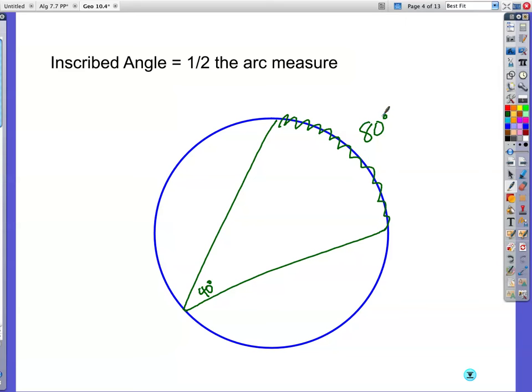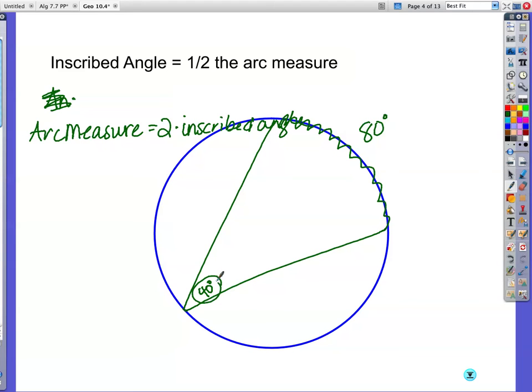And vice versa, the arc measure is equal to 2 times the inscribed angle. So you take 40 times 2, you get 80. If your arc is 80, then your inscribed angle is 40.